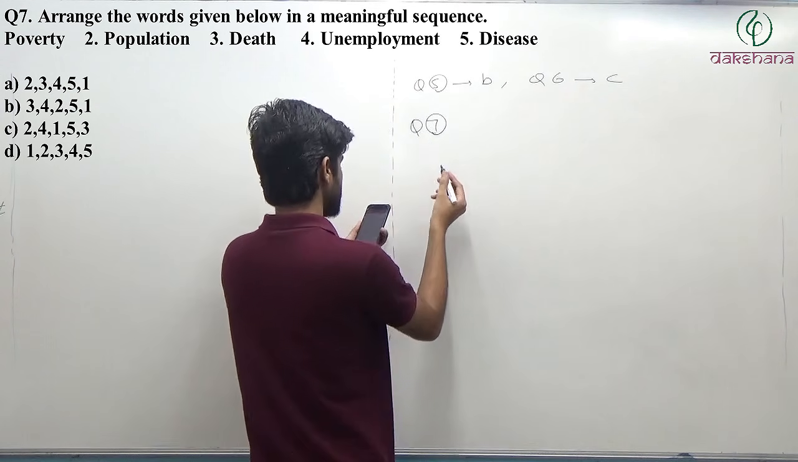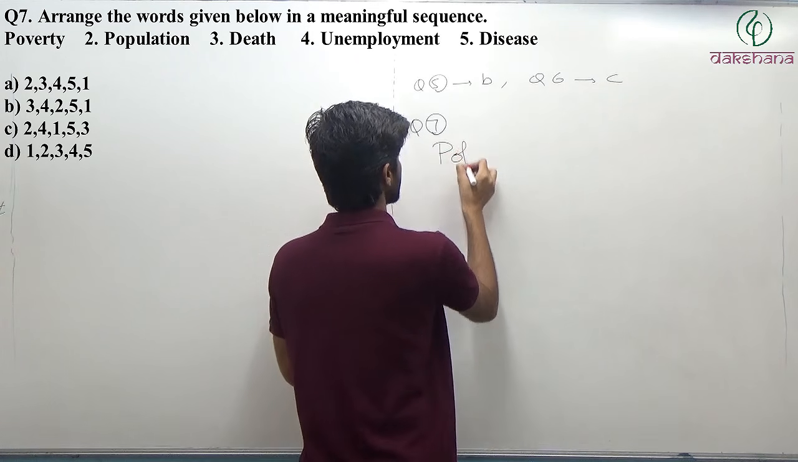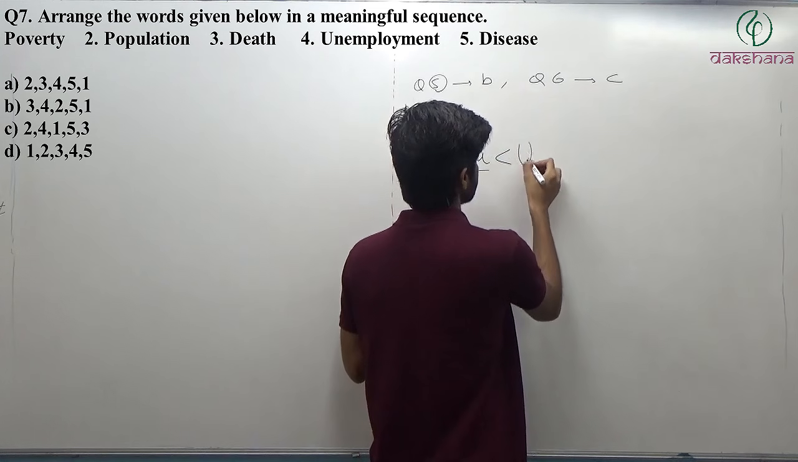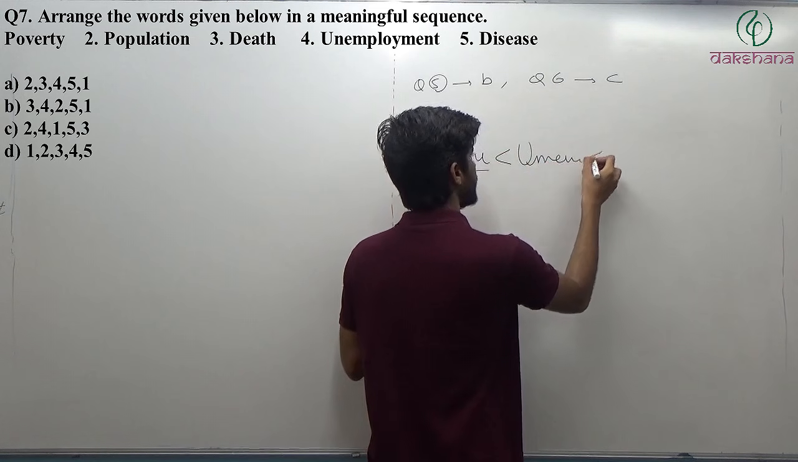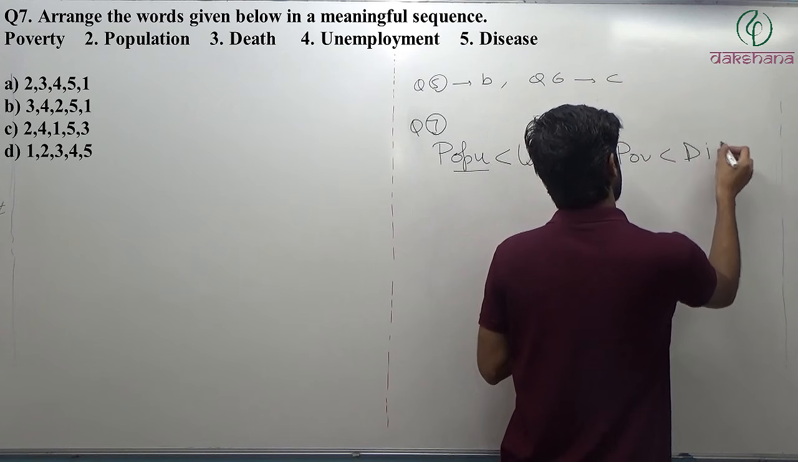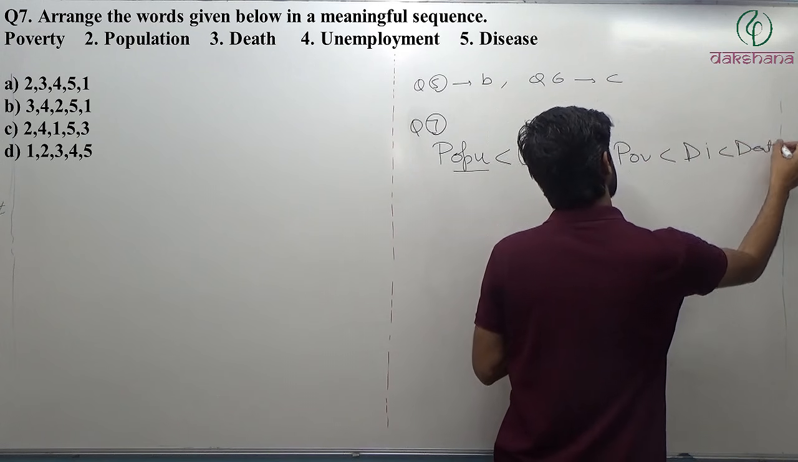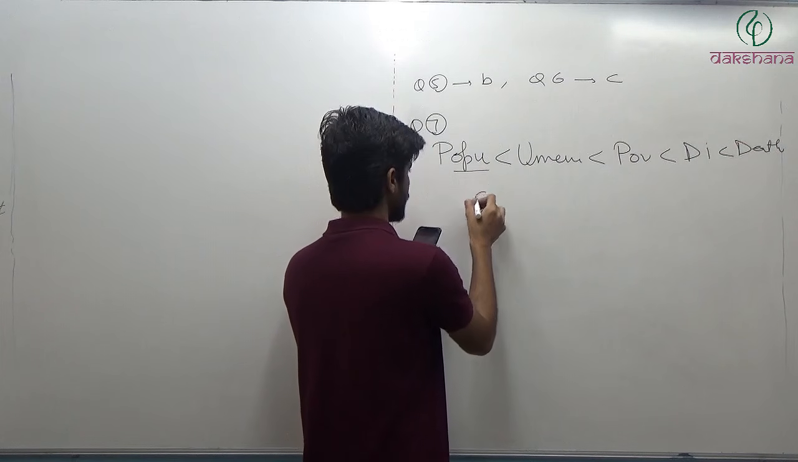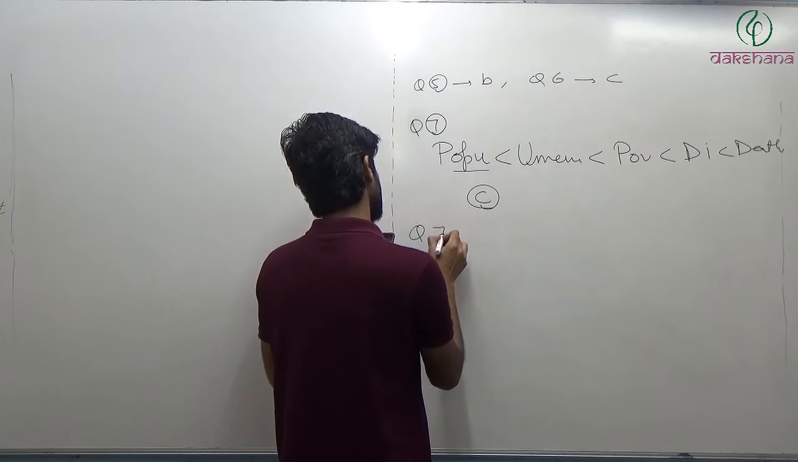So the logical sequence would be that with population comes unemployment, with that comes poverty, with that comes disease, and that leads to death. This would be the meaningful or logical sequence, and this is option number C. Moving on to question number 8.